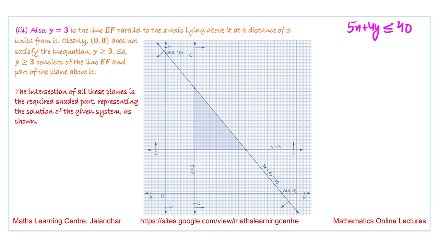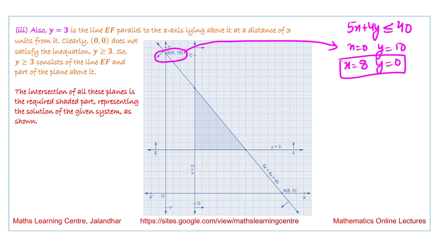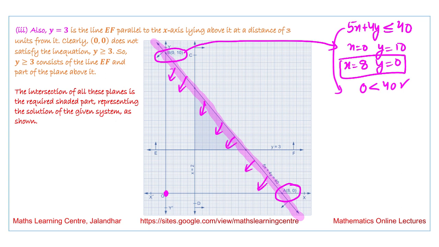The points corresponding to this: if we substitute x = 0, we obtain y = 10. We have this point. If we substitute y = 0, we will have the point x = 8. The line we obtain by joining these 2 points is the line we are talking about. And to find the region, suppose we take the point (0, 0). If we substitute, 0 is less than 40, this is true. It means we are talking about the portion below this line.